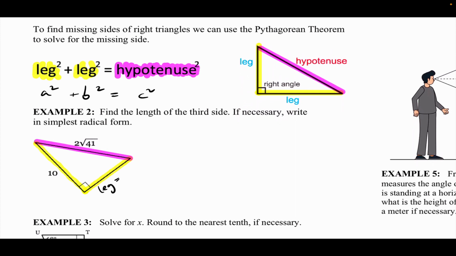So leg squared plus leg squared. So I know one of the legs is 10, so 10 squared. I don't know the other one, so I'm just going to leave it as a leg squared equals hypotenuse squared. Okay. 2 times the square root of 41 squared. And I need to solve for a leg.